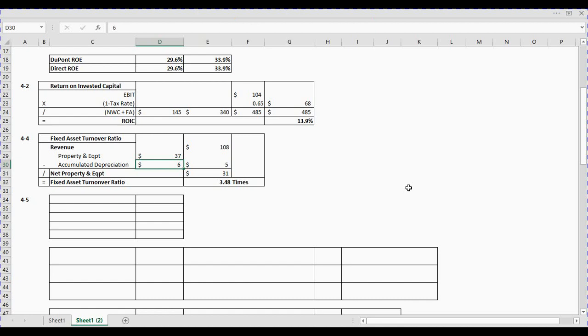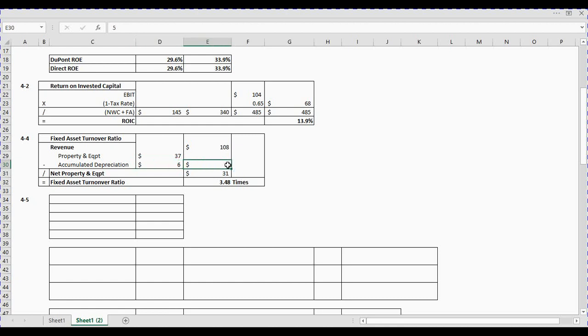That credit to accumulated depreciation is an increase to that contra asset account. Because it's a contra asset account, it has the opposite behavior to debits and credits than the asset that it modifies, which is an asset. So as the accumulated depreciation goes up, then the net property and equipment is actually going down.